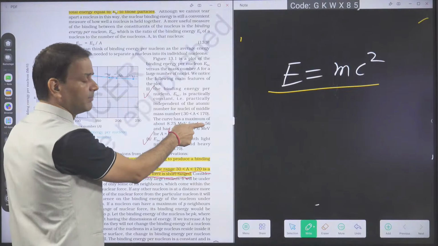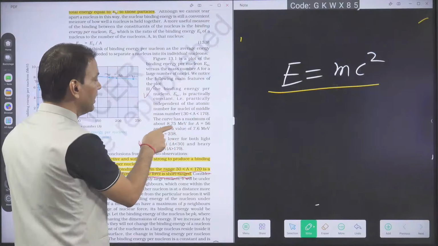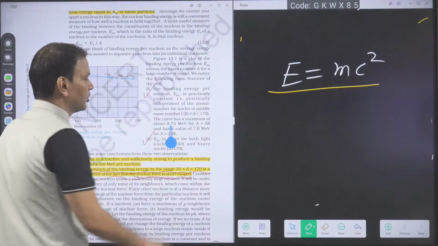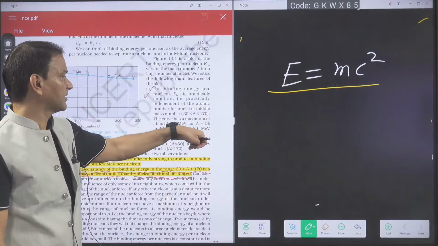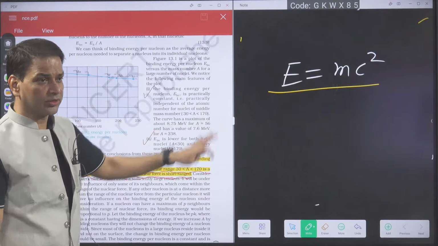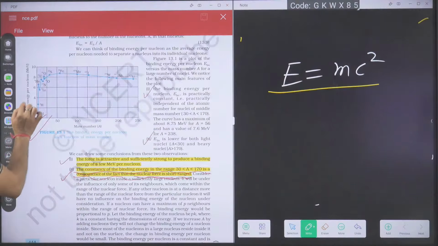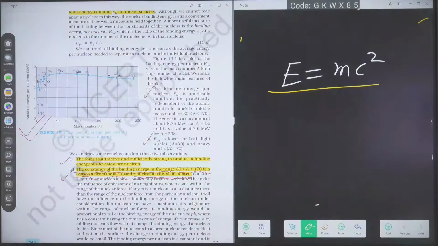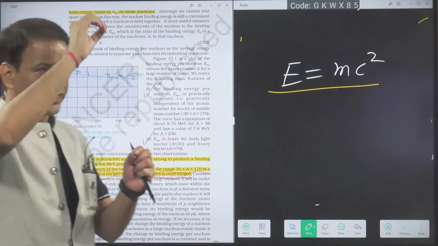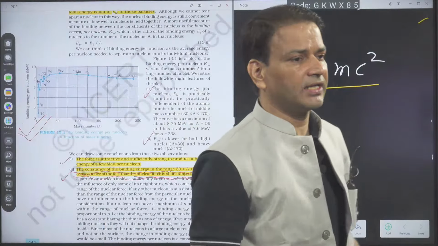Mass number 56 is for Fe, iron. So it has the maximum binding energy per nucleon, that is 8.75. For 238, it is lesser, that is 7.6 MeV. One more thing: if you see the binding energy curve, we are getting peaks in the curve. Suddenly He is at a peak, then we get a fall, then a peak, then a fall. Why do we get this type of peak and fall in the binding energy curve?